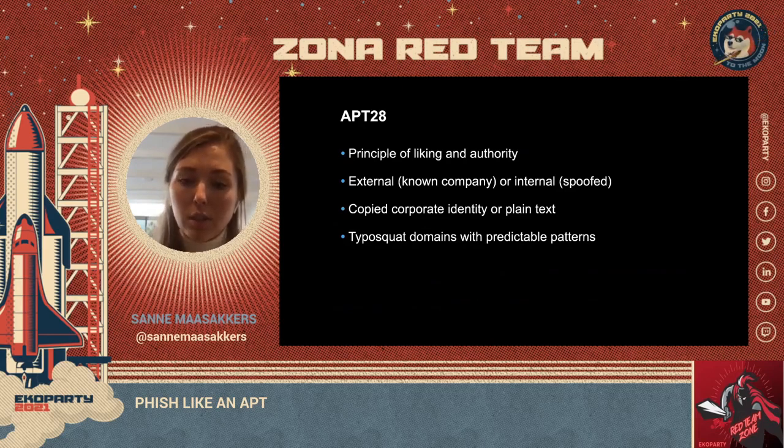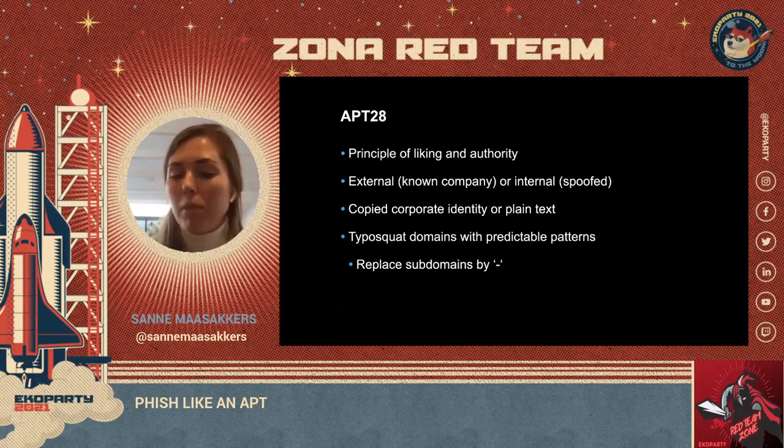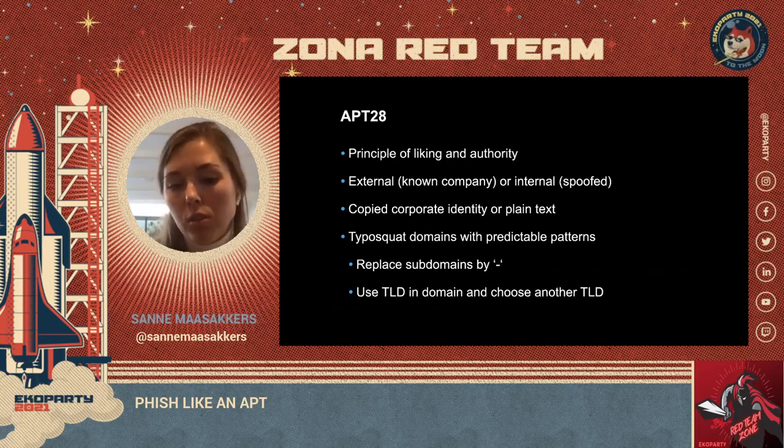And what I saw when I checked out the domains is that they use a lot of typosquat domains with predictable patterns. Like they use nato-int.com instead of nato.int, or, for example, something with Office 365 in the name. So you see that they used words of commonly known organizations and put these names in their domain names. They replace subdomains, for example, by a dash. So if you have a subdomain like mail.google.com, they use mail-google.com. And they use the TLD in the domain and choose another TLD, just like I said with the NATO example.